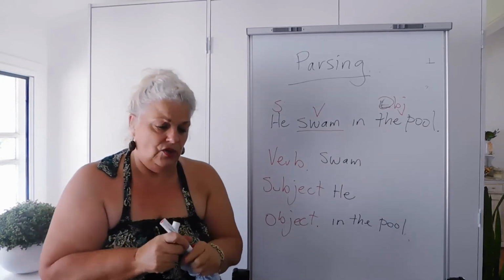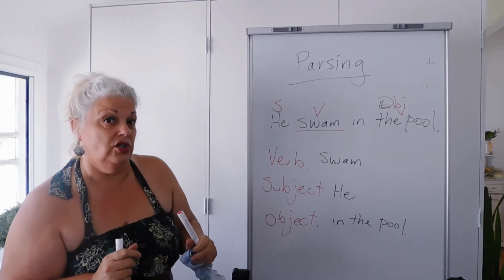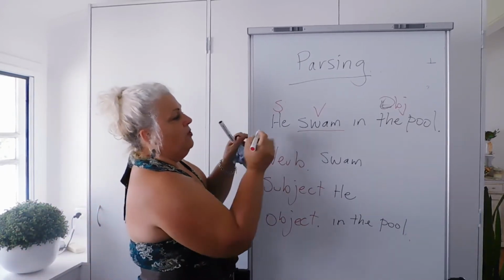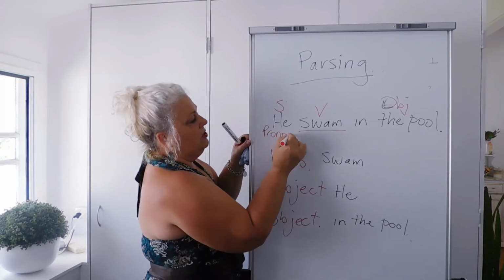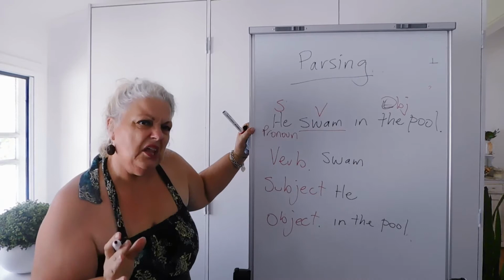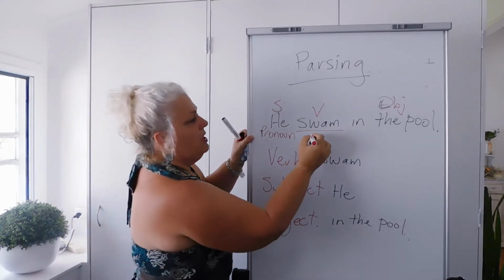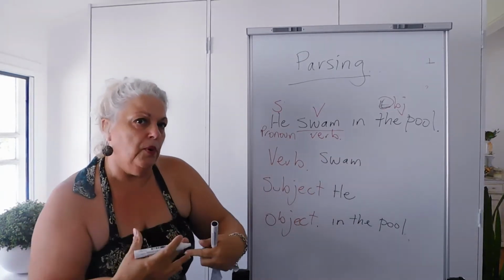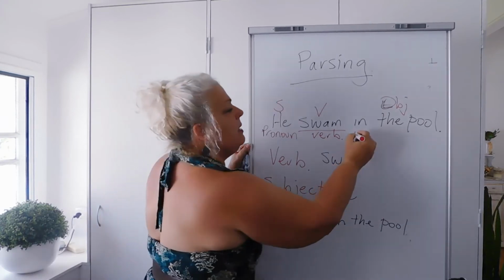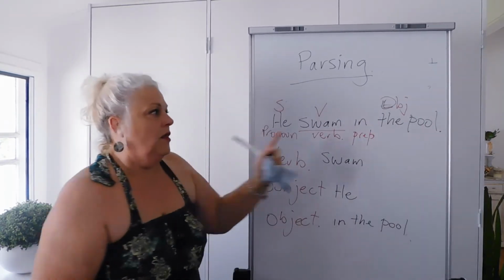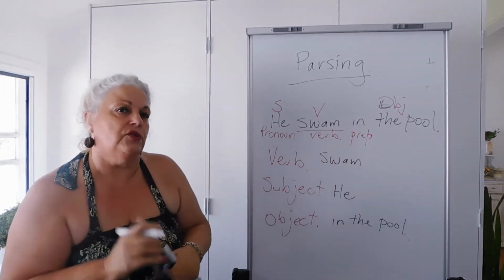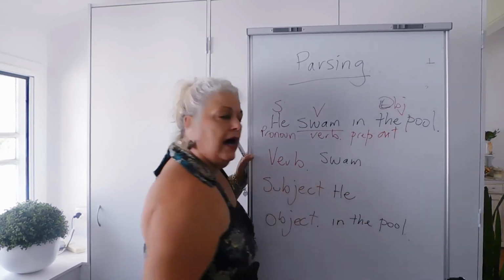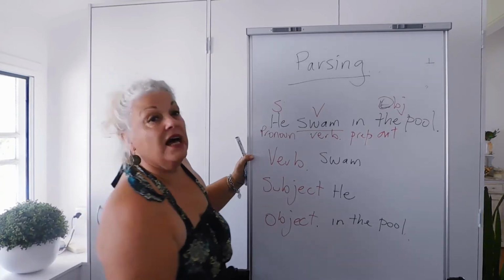But I could also ask you to parse in terms of the 8 parts of speech. Do you remember what they are? Let's go. He is a pronoun because it stands instead of a name. We're not saying Bill or Ben. He. Swam, we know, is the verb. In is showing the position. He's not on the pool or under the pool, and a position is a preposition. The pool, I taught you last week, there's 3 articles, the, a and an, so that's an article. And pool is the name of something, therefore that's a noun.